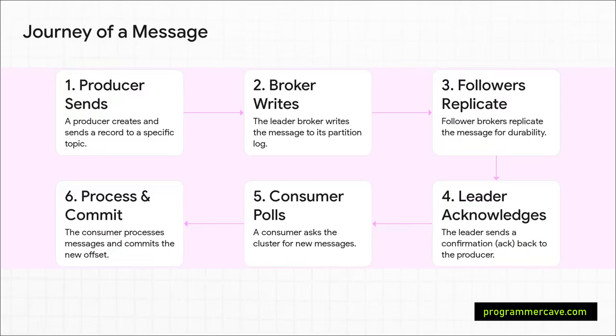The lead broker grabs it and writes it down, and at the same time, its followers make copies for safety. Then the leader gives the thumbs up back to the producer. That's the acknowledgement. Later, a consumer asks for new data, the broker sends it over, the consumer does its thing with the message, and finally, it bookmarks its spot. We're going to dig into the most important parts of this process.